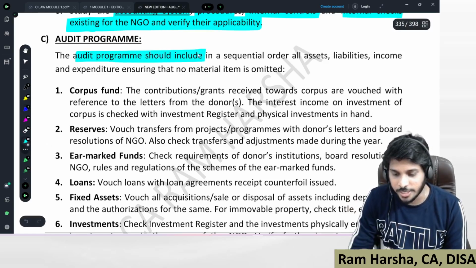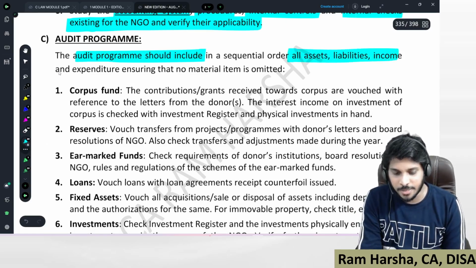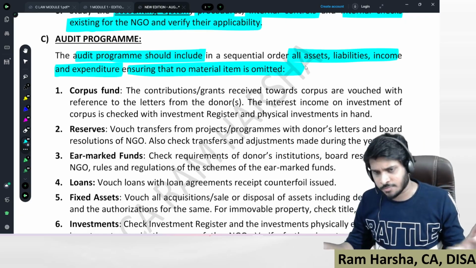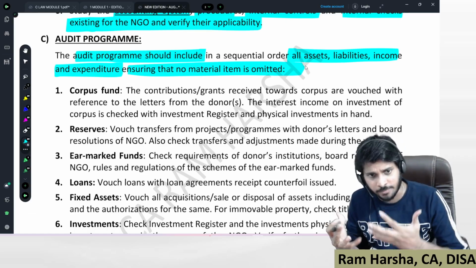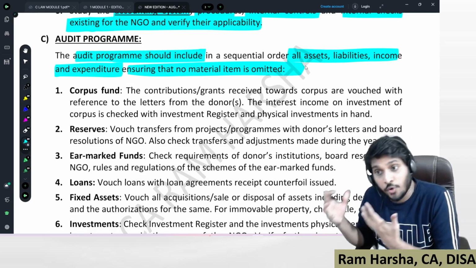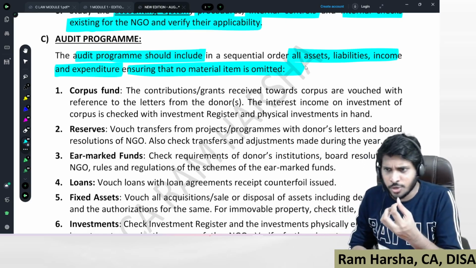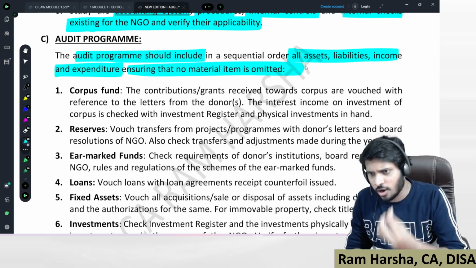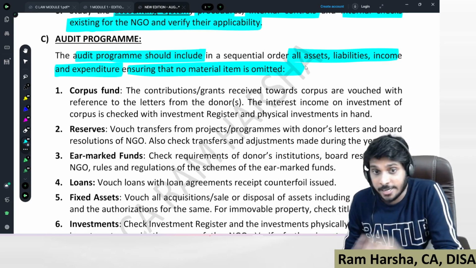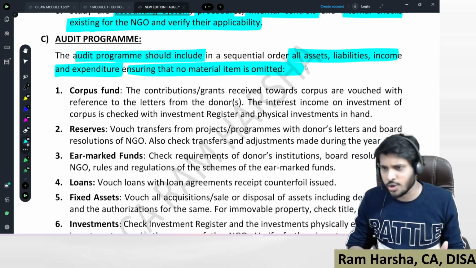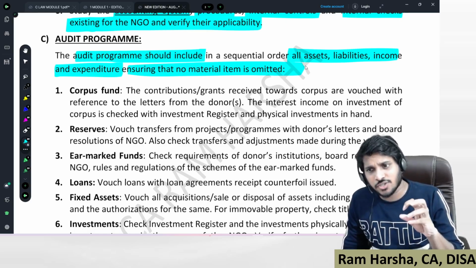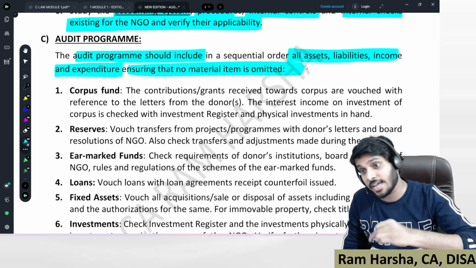The audit program should include all assets, liabilities, income and expenditure, so that no important item is omitted. In such a way, you should develop your audit program. Whenever you are doing the audit of a company, profit-oriented or non-profit oriented, first you have to cover all assets, all liabilities, all incomes, all expenditures. No material item should be omitted. Same way here also. So in an NGO, what are the items of income and expenditure? What are the items of assets and liabilities?